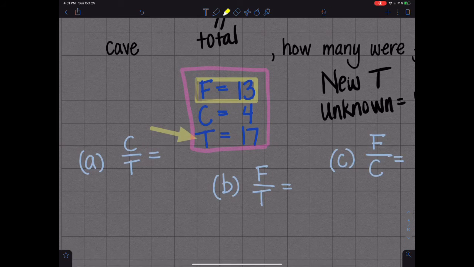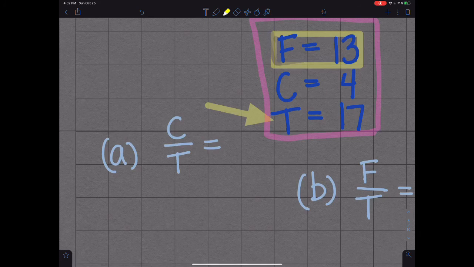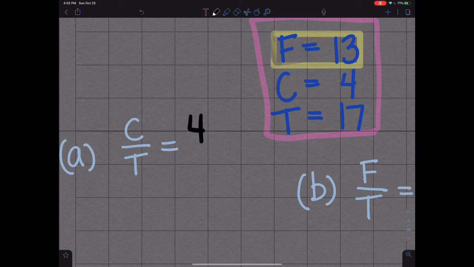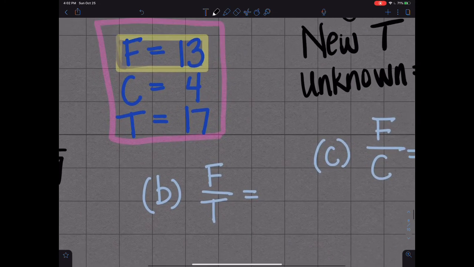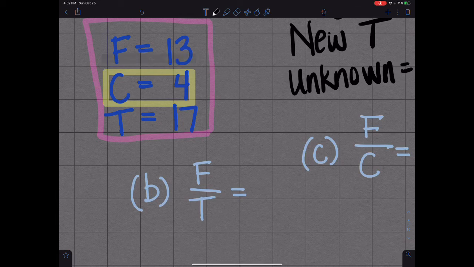So then, let's go to A. C over T is going to be what? I'm just going to move this to the side, and I'm going to delete that. C over T is going to be 4, because that's the number of crabs, over the total, which is 17. Okay, so that's the first equation. Now, what about F over T? Now, instead of ignoring that information, we are ignoring the C. So we're left with F, which is 13, and the total, which is 17.